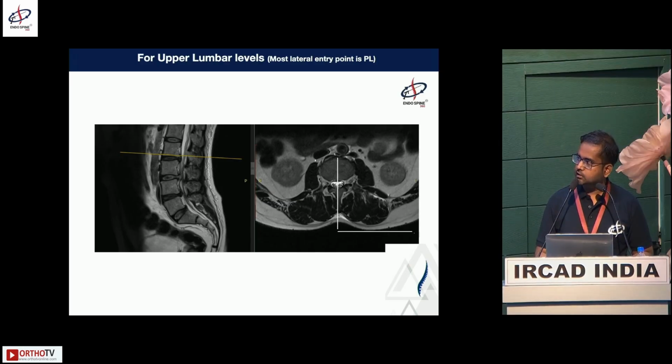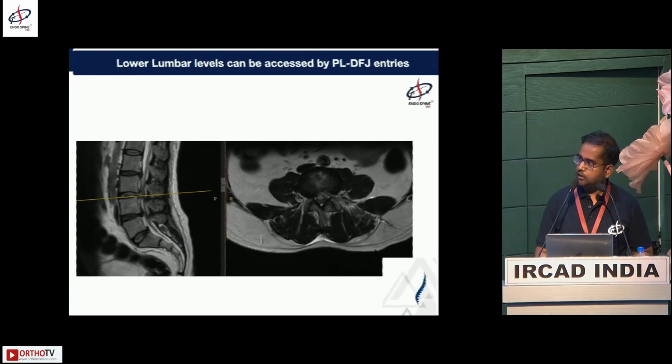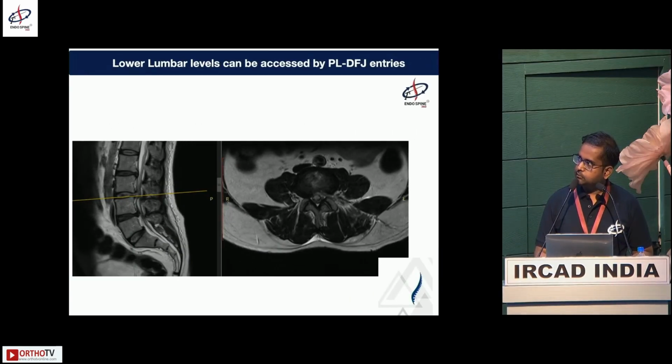So this is an image you can see. This is how we are marking the posterolateral entry. Now we come to the lower lumbar levels. Here we can have a varying wide range of entry points ranging from the posterolateral. This is the posterolateral entry.